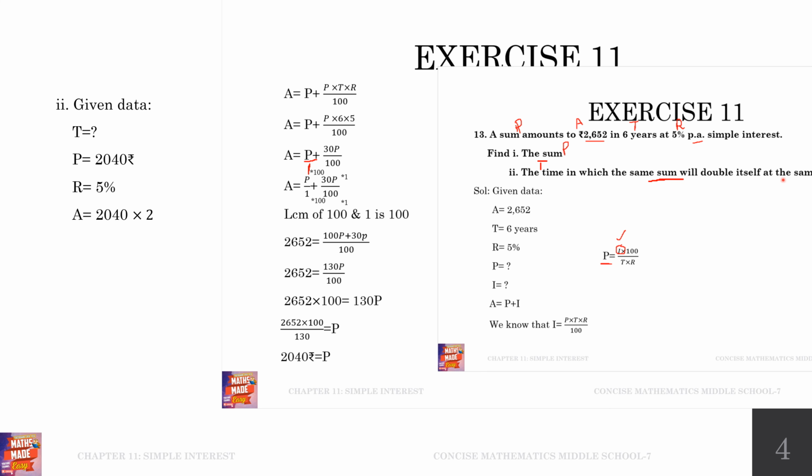At the same interest, here it is same interest. So what they have given as the interest is 5%, so this is why I have written 5% as it is. Right? So this is the given data, children.